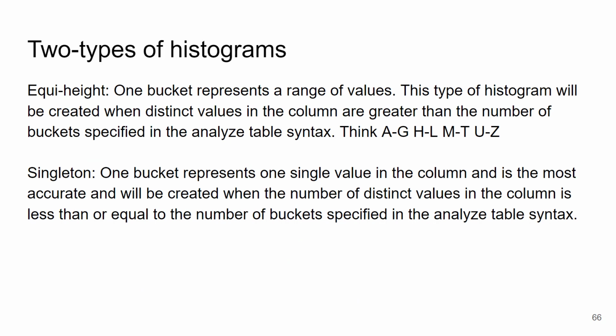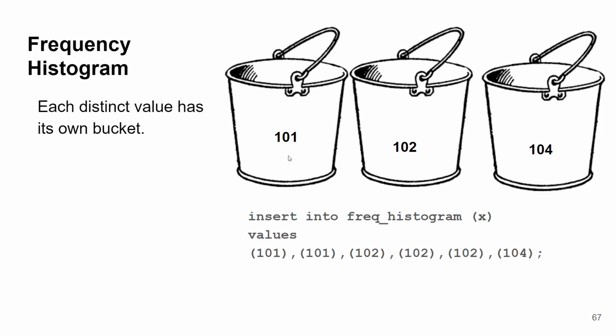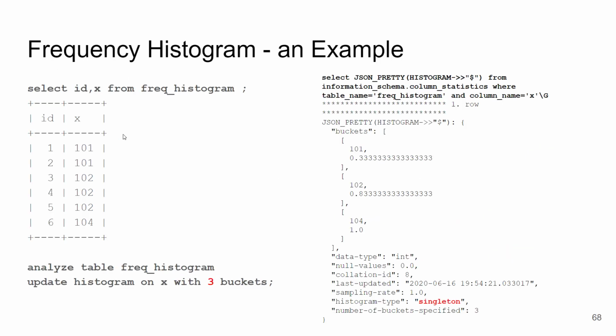Now, as I mentioned earlier, we have 2 types, equiheight and singleton. And I've got a great example here for you. Let's do a frequency histogram. Each distinct value has its own bucket. Values are 101, 102, and 104. I have no idea what happened to bucket number 103. So we're going to insert into a table 2 rows of 101, 3 of 102, and 1 of 104. And if we select our ID and the value from frequency histogram, you see that we have our 2 101s, our 3 102s, and our 1 104.